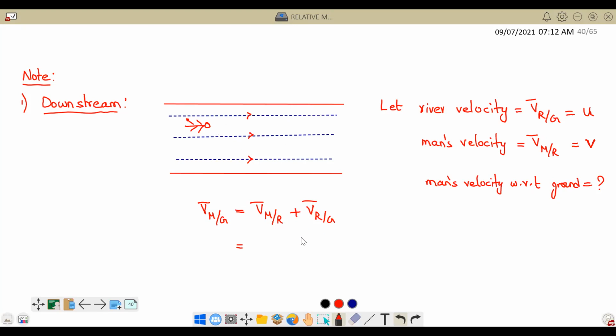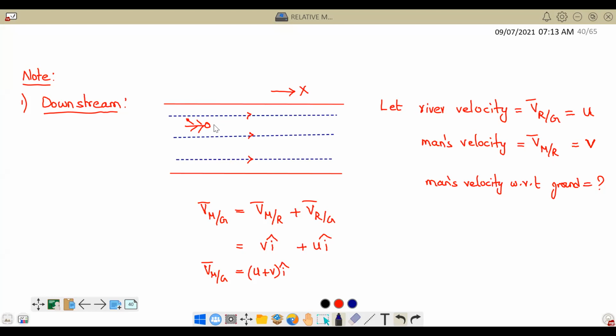Now, first of all, this river is moving to which side? Right side. So if you assume this as the positive x-axis, then it is called u i cap, because it is a vector quantity. And this is also v i cap. So that is equal to (u plus v) times i cap. This is called the velocity of man with respect to ground.